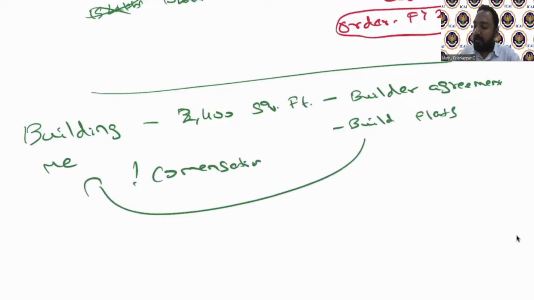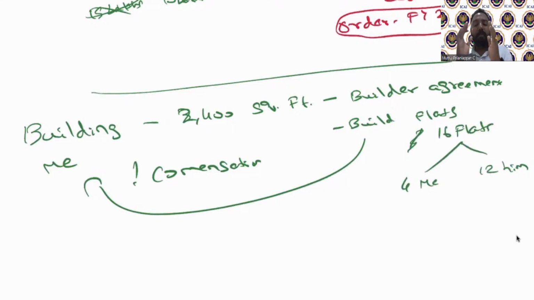Because at the time of the builder agreement, the builder will not settle money with me. He will settle with me later, when the flat is built. He might be giving me some cash, he might be giving me some flats. There might be an agreement where he says, I will build, let's say, 16 flats. 4 are yours, 12 for him. Whatever my revenue is, these 4.